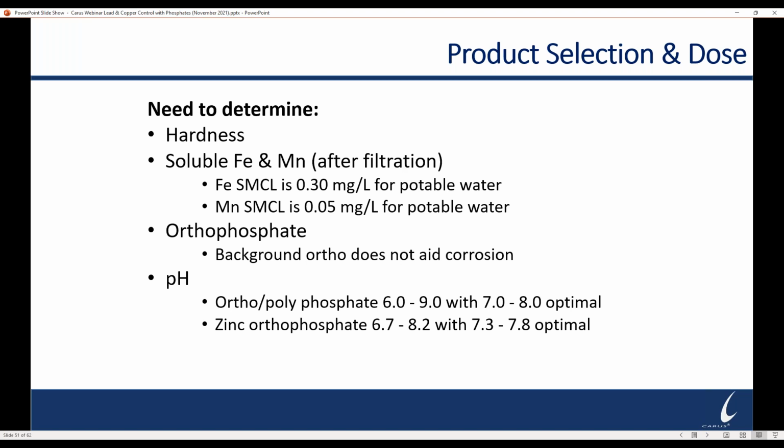Now there are a host of other parameters. You can look at chloride to sulfate ratio. You can look at dissolved inorganic carbonate levels in your system. So based on your system, you want to look at other parameters as well to determine what could be causing your corrosion.